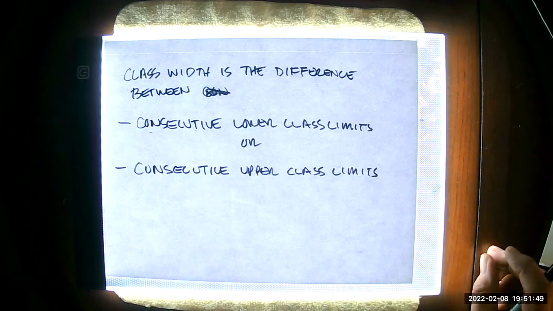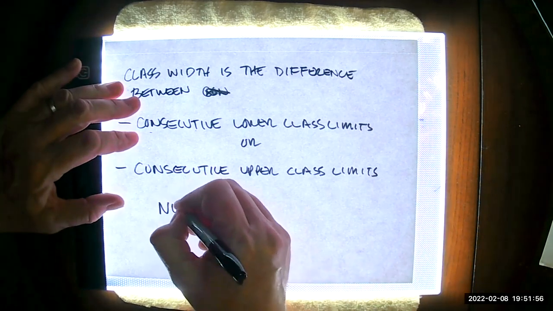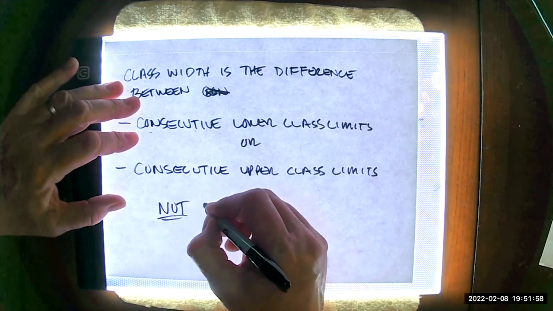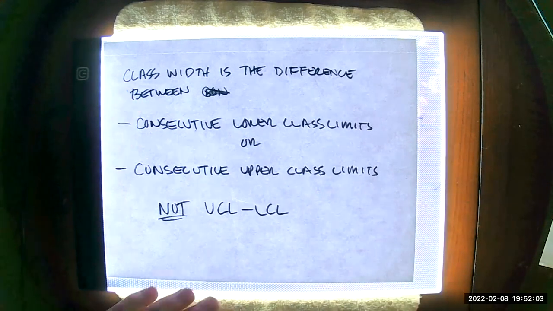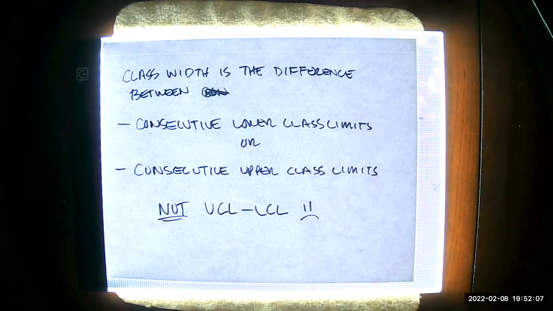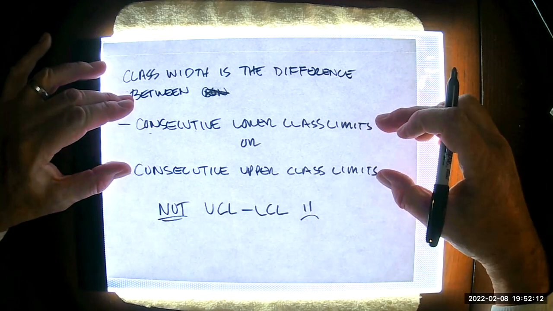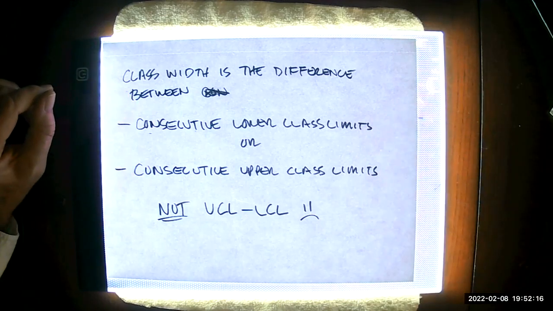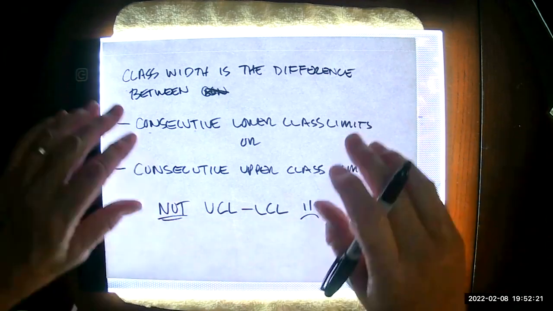Class width is something different than what most students want it to be. It is not an upper class limit minus a lower class limit. It is not that. That would be really straightforward. We wouldn't need this sort of complicated statement. So it's not this, and that's the reason we've got this.